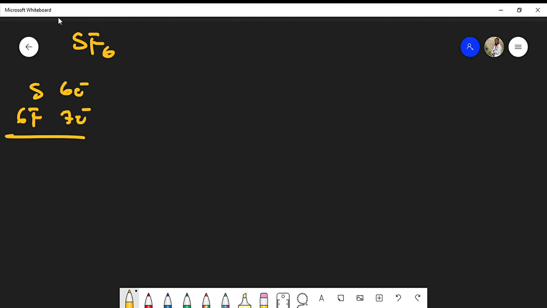All right, and then we have 6 more from the sulfur. We have 42 electrons from the fluorine and 6 from the sulfur. So in total we have 48 electrons. Usually, the central atom in molecular formulas is most likely, in this case, sulfur, and so at this point we could place our 6 fluorine atoms around this molecule.